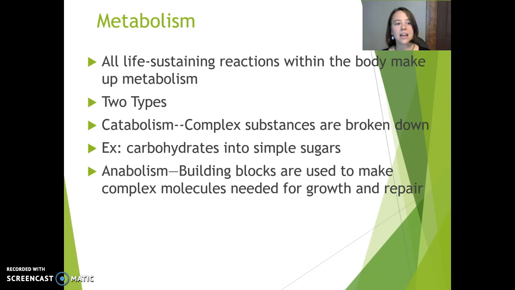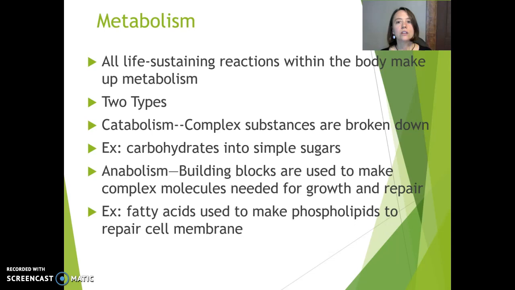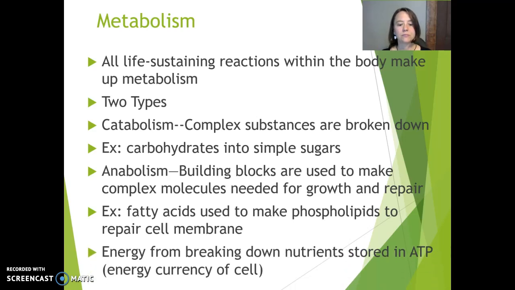The opposite is anabolism. Building blocks are used to make complex molecules that are needed for growth and repair. For example, using fatty acids to build up a phospholipid to repair your cell membrane. Also, energy from breaking down nutrients is stored in ATP, adenosine triphosphate, which is your energy currency of a cell. Perhaps you remember that from biology.